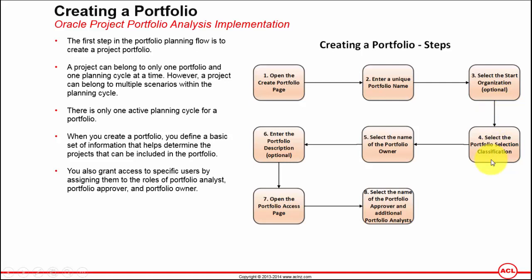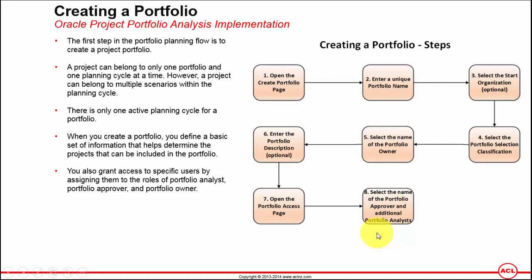Then you select a portfolio classification category and then select the name of the portfolio owner. By default, the person who is creating the portfolio is also the owner of the portfolio. Then you optionally enter a portfolio description, and then you open the portfolio access page to specify who can access that portfolio. And lastly, you specify the name of the portfolio approver and additional portfolio analysis. Alright, so having said that, let's go into Oracle applications and complete this process.